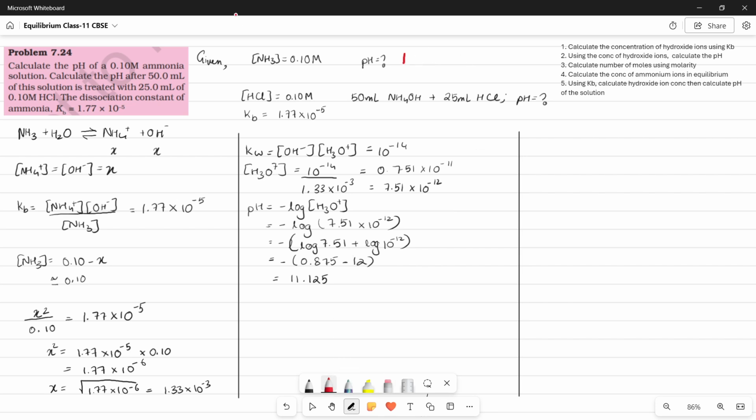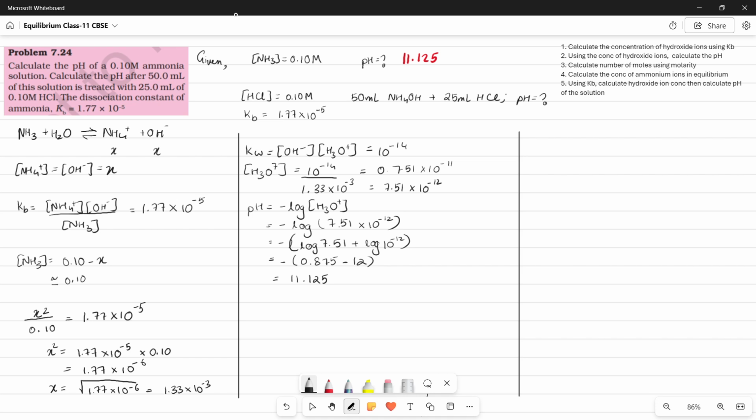So the pH is 11.125. That's the pH of our given solution. Now, if we had left it as is, we could have moved on with our lives, but that's not the case. They also added some amount of HCl to this particular solution.